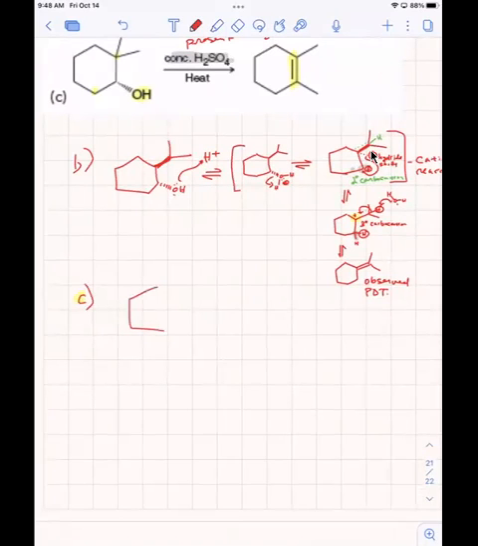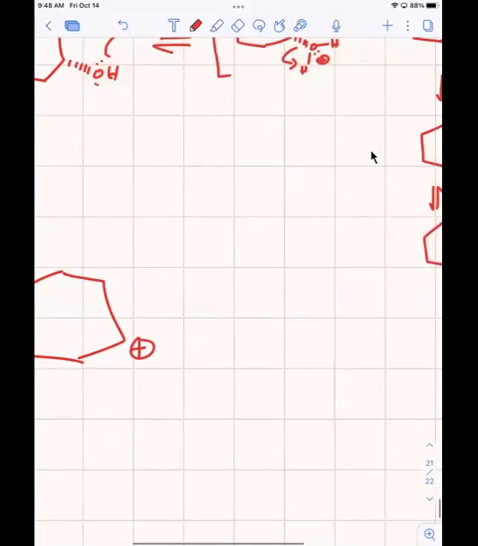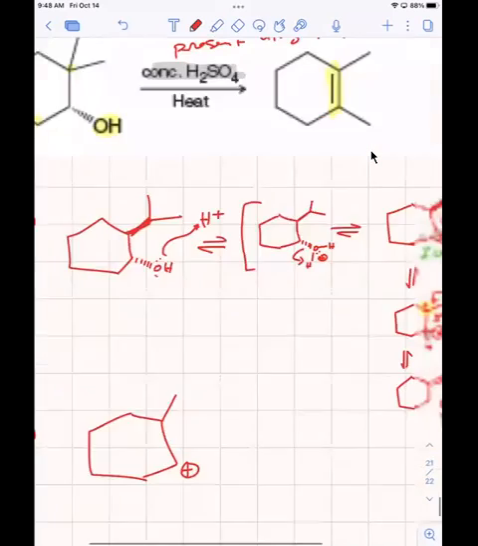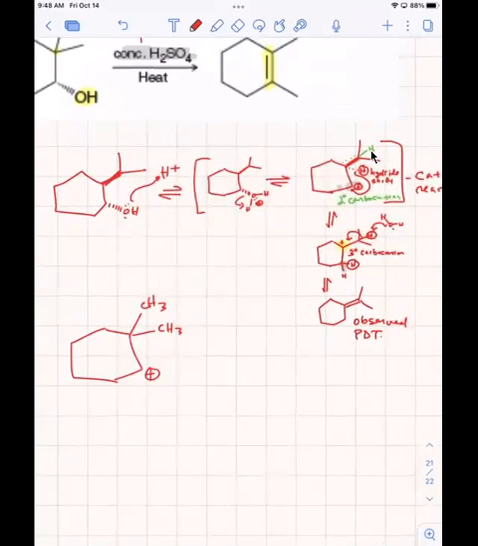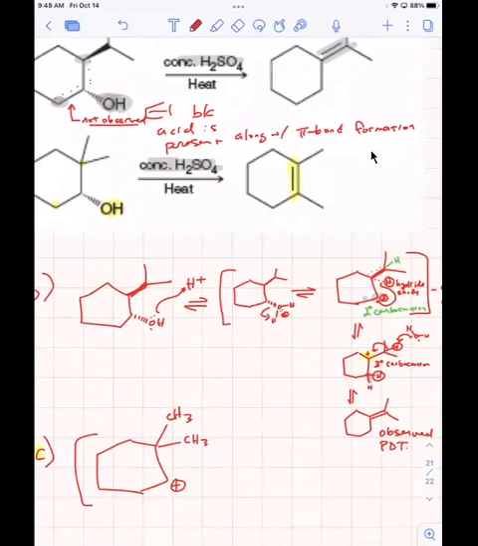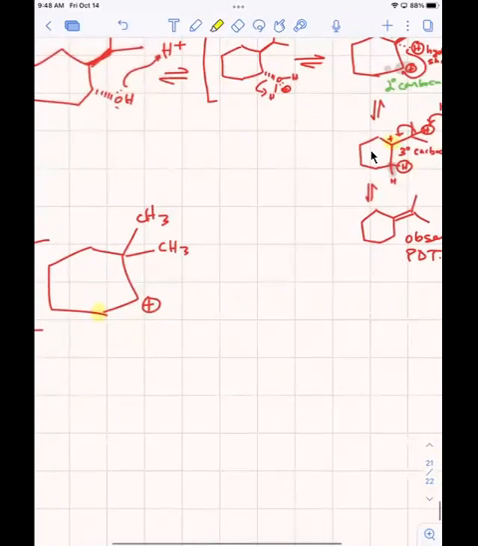So let's just draw the intermediate. Right? So there's a plus charge here. There is one hydrogen on that carbon. And then you have two methyl groups up here, right? And keep in mind, even though I highlighted it, there's no alpha proton there. So let me take that highlight off. There's only one alpha position, and that's here. But we don't see that product, right?